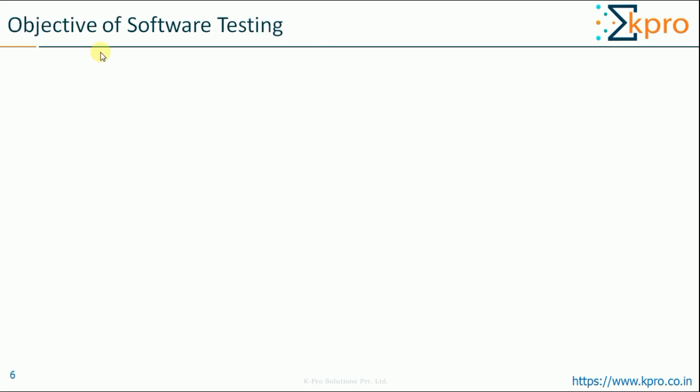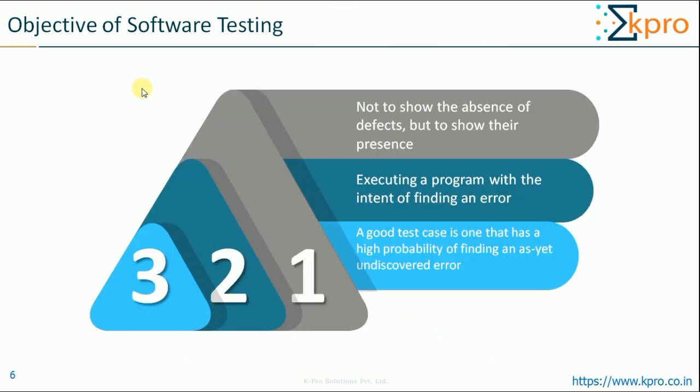Let us see the objective of software testing. The objective of software testing is to make software defect free. Software testing is not to show the absence of defects but to show their presence. Software testing executes the program with the intent of finding an error. A good test case is one that has a high probability of finding an undiscovered error.